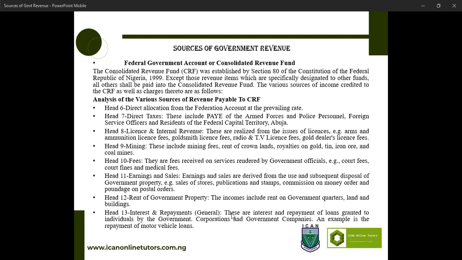We have interest and repayments. In general, these are interest and repayment of loans granted to individuals by the government.